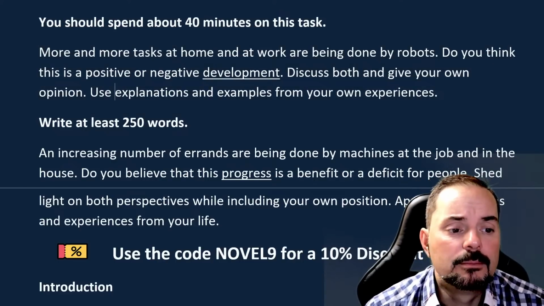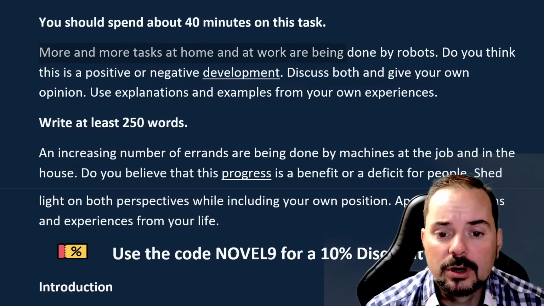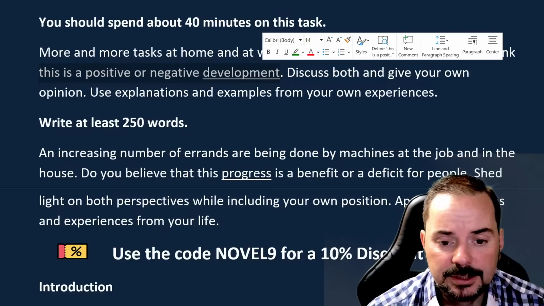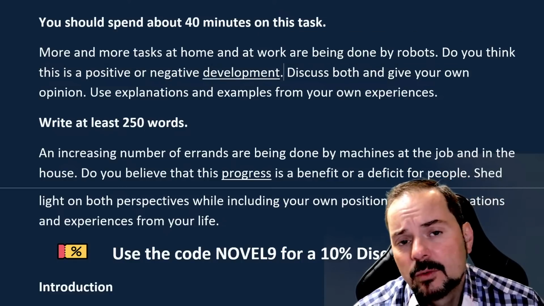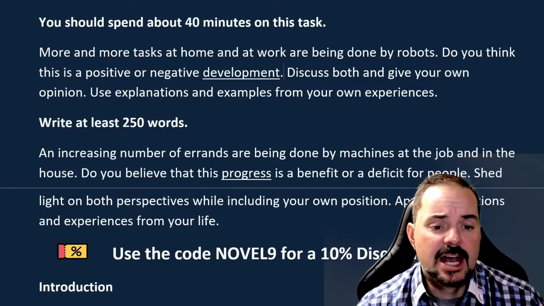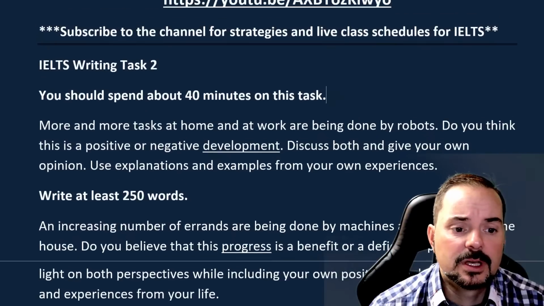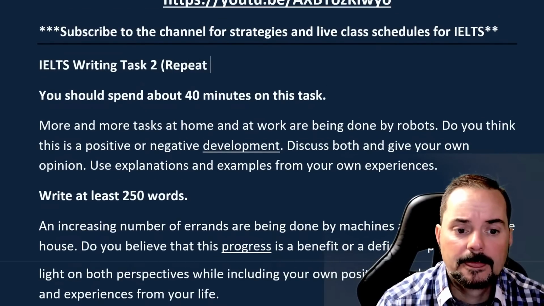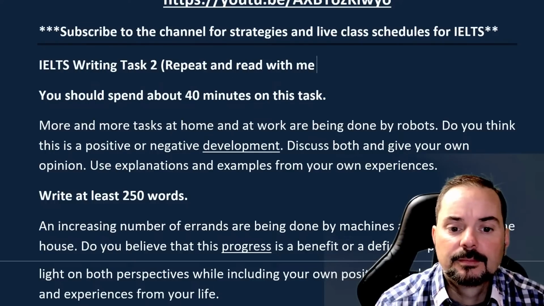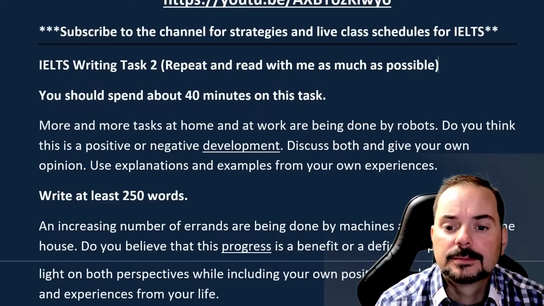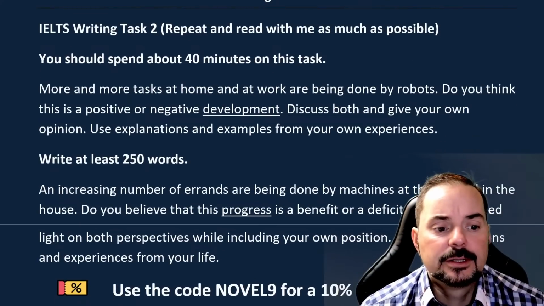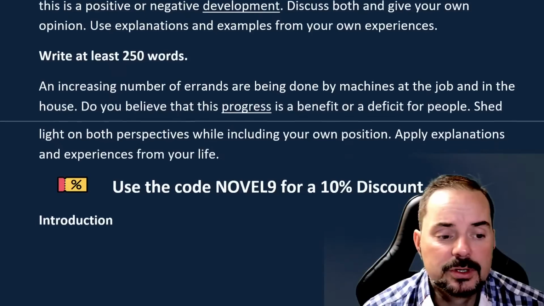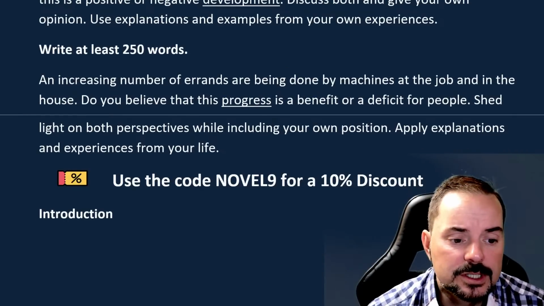So let's do that. More and more tasks at home and at work are being done by robots. Do you think this is a positive or negative development? And everybody watching, not just members in the chat, please repeat and read with me. Okay, so repeat me and read with me as much as possible. All right, so discuss both and give your own opinion. Use explanations and examples from your own experiences. Write at least 250 words.